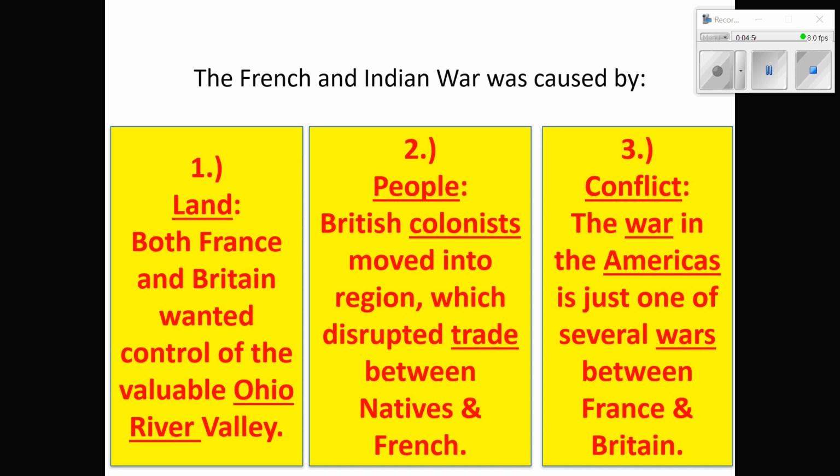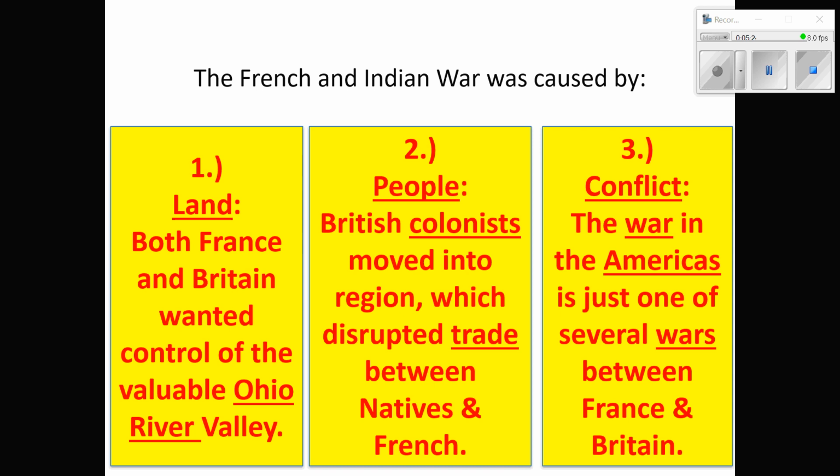Most wars are caused by economy, or ways to make more money, and land. And land was a really big contributing factor to the French and Indian War. Both France and Britain wanted control of the Ohio River Valley, which was really good farming, but it also gave access to a lot of rivers that went really far, which opened up trade.